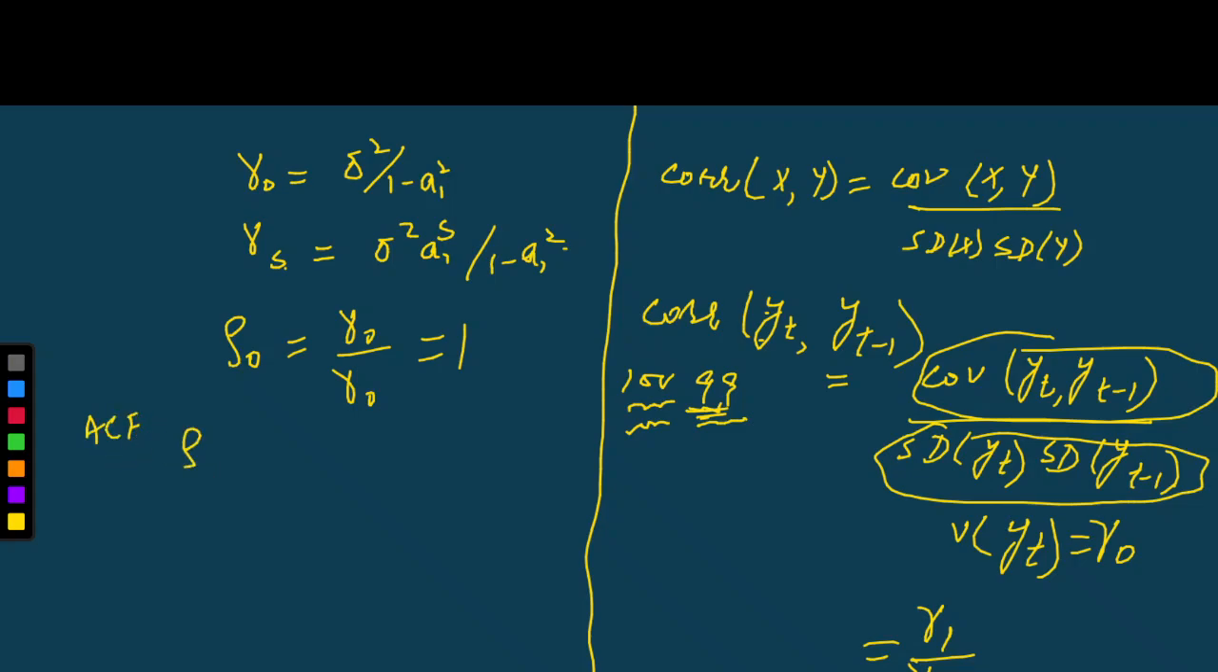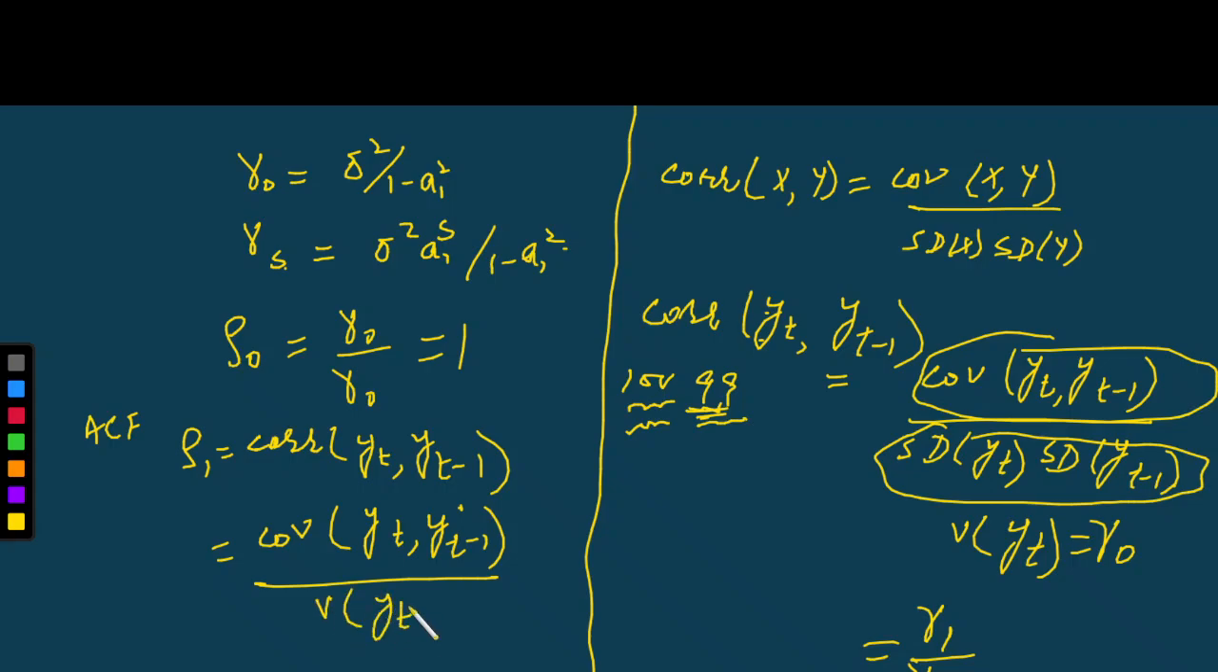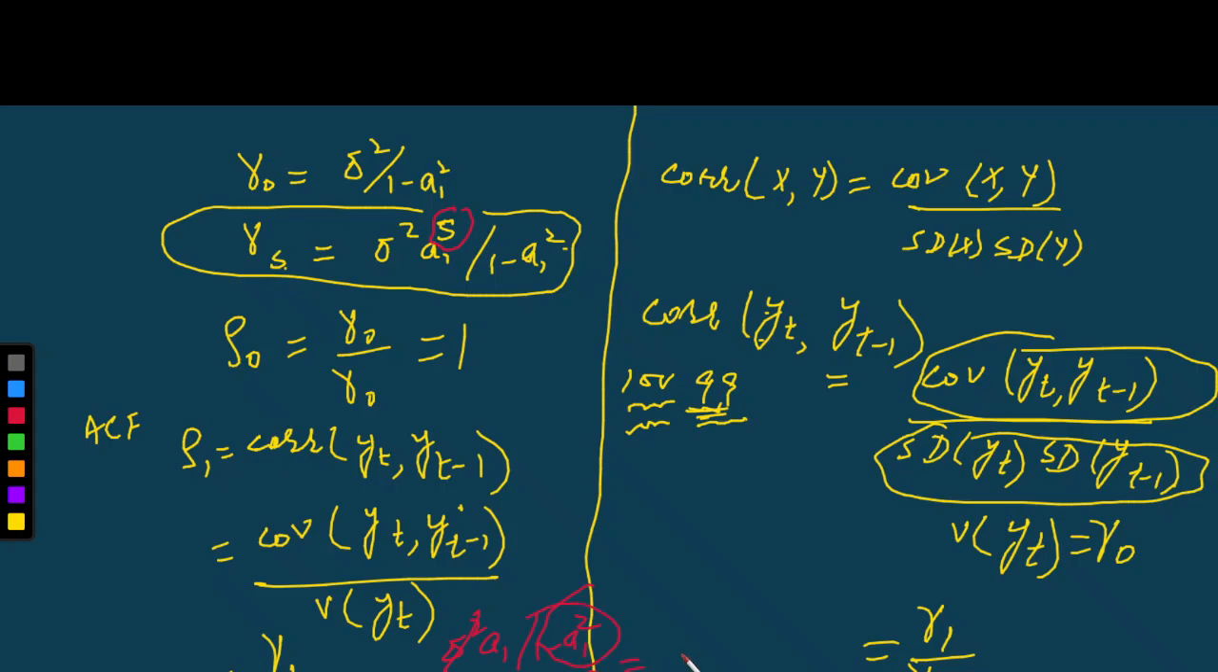Autocorrelation function at lag 1 means correlation between yt and yt minus 1, so s is 1. This is equal to covariance between yt and yt minus 1 divided by variance of yt. This covariance is gamma 1, so it is gamma 1 divided by gamma naught. So what will be gamma 1? Here s is 1. So this will be sigma square a1 divided by 1 minus a1 square, divided by gamma naught, which is sigma square divided by 1 minus a1 square. So this term will cancel out with the other, and we are left with a1.